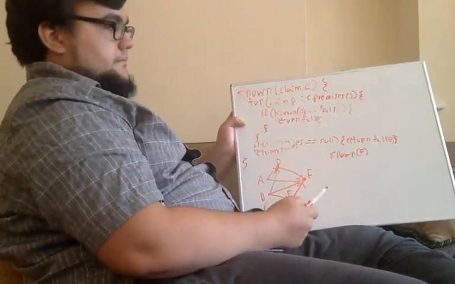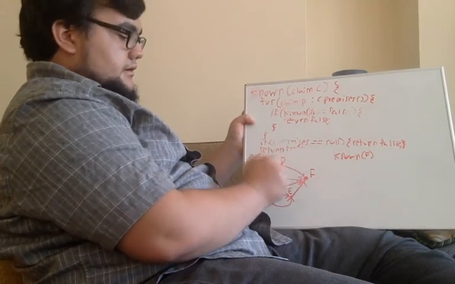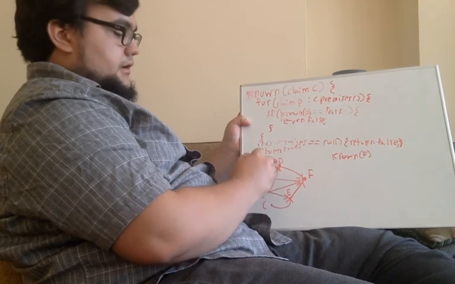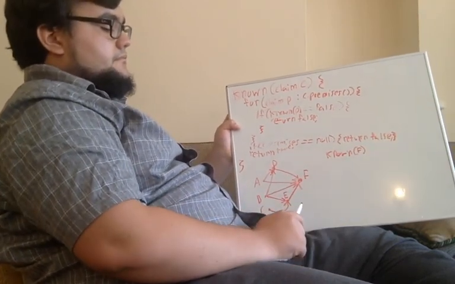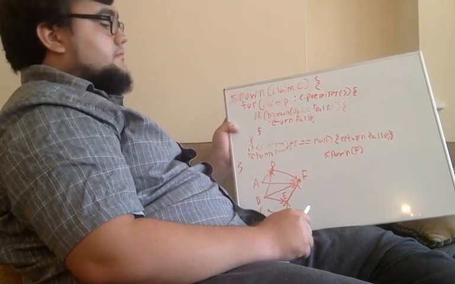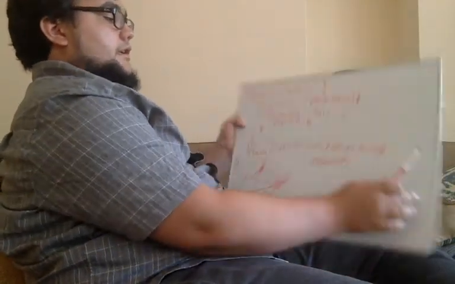What is that equal to? That's equal to D, A, B, E, because those are the ones that point to it. So let's start with D then. Now we're going to call known of D.